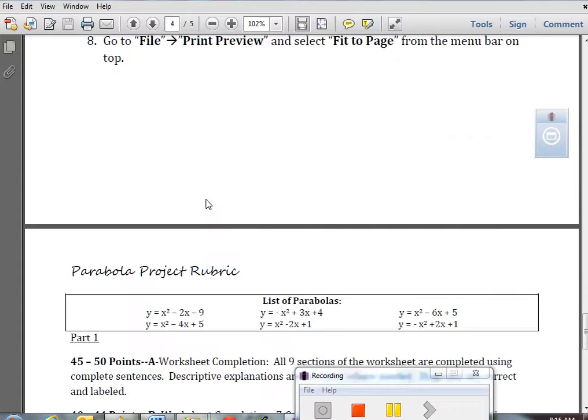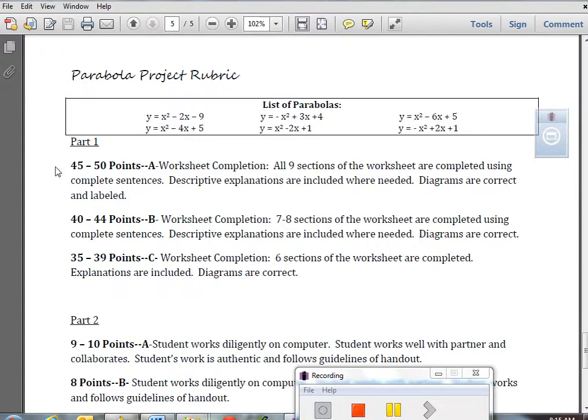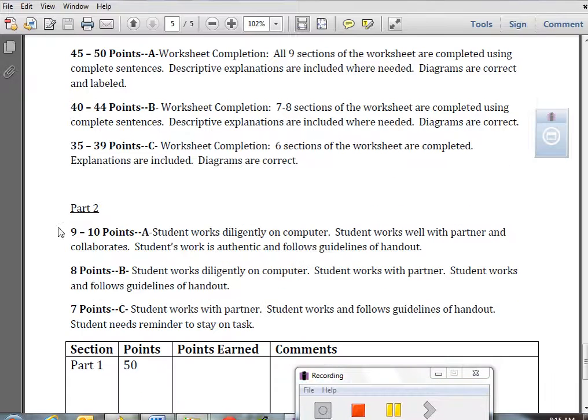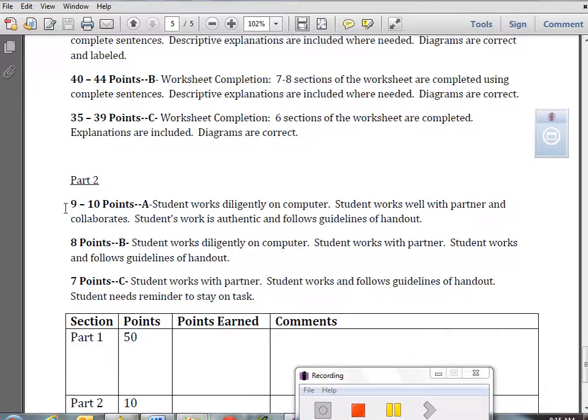Here's the computer portion, and then here's the rubric. So if you want to get an A, you need to have all 9 sections of the worksheet complete using complete sentences. Descriptive explanations are included where needed, and diagrams are correct and labeled. So if you do badly in a section, but you added some flair to it, that might bump you up a letter grade. So that's where you want to do those extras in case you score poorly in one of those sections. So the worksheet part is worth 50 points, and you working on the computers is worth 10 points.